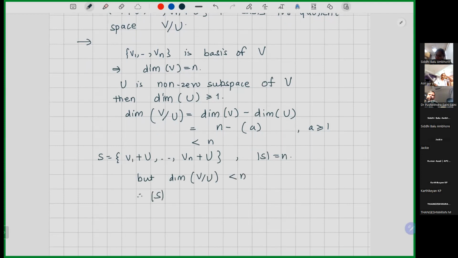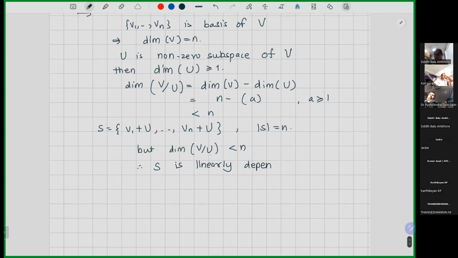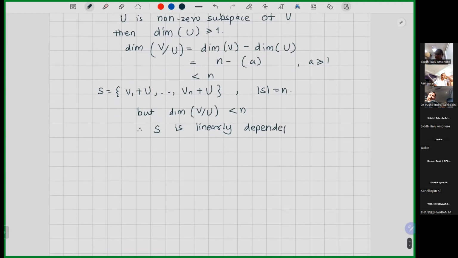Therefore, this set S is linearly dependent, right? So any set with cardinality greater than the cardinality of a basis is a linearly dependent set. A dependent set, yeah. Therefore, this S is not a basis of the quotient space V by U.